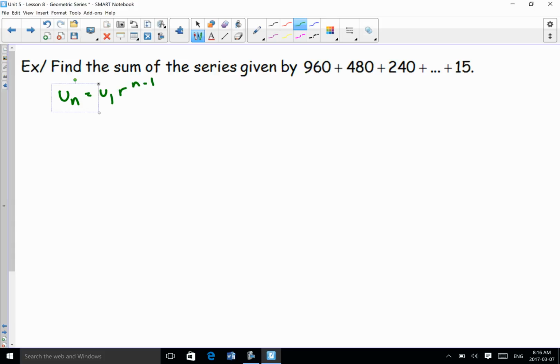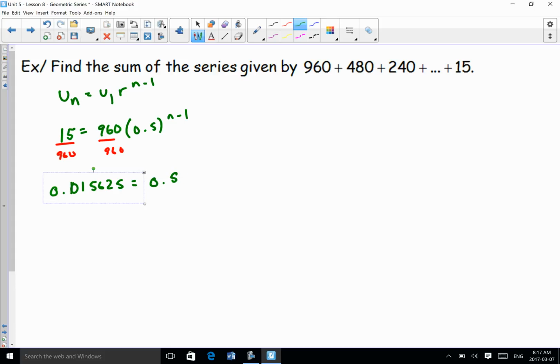If we want to solve things about the sequence itself, we have to use the Un equation. So we know the last term is 15, our first term is 960, our r is 0.5. Remember we solved these by doing our guess and check method, right? So we can take this and divide by the 960, make life a little bit easier. If we do that, we end up with 0.015625 equals 0.5 to the n minus 1.